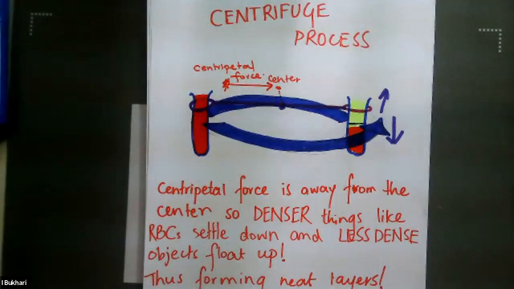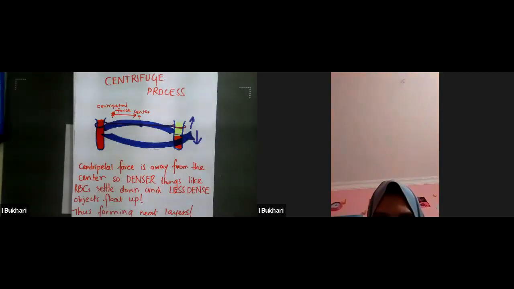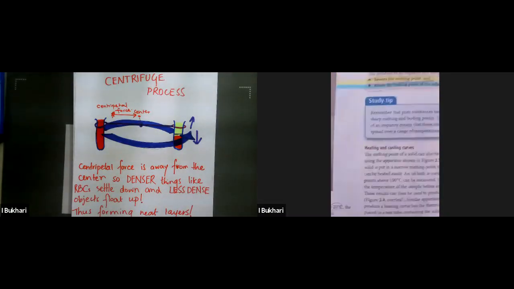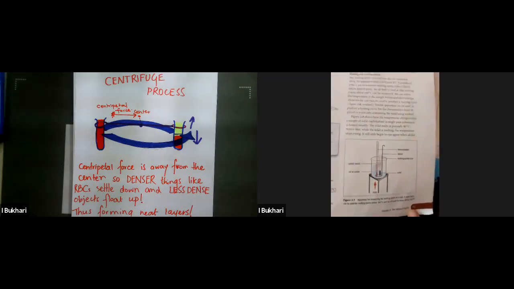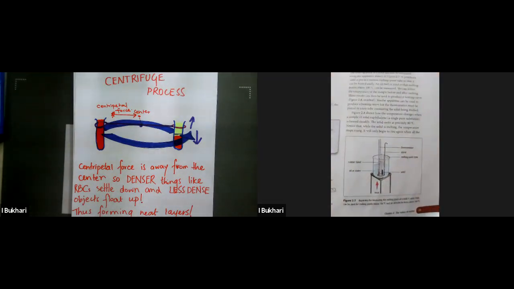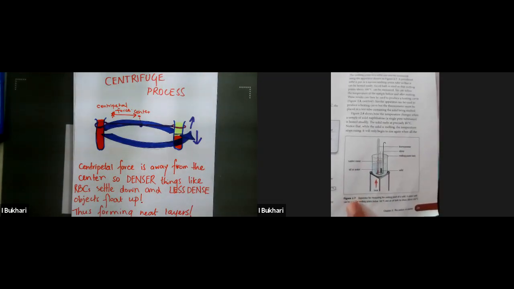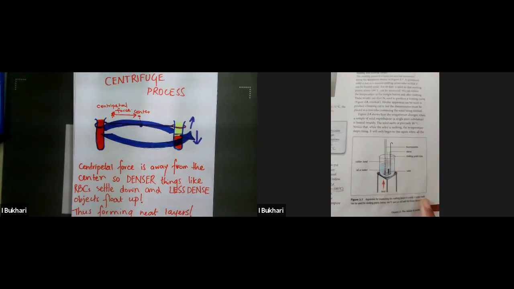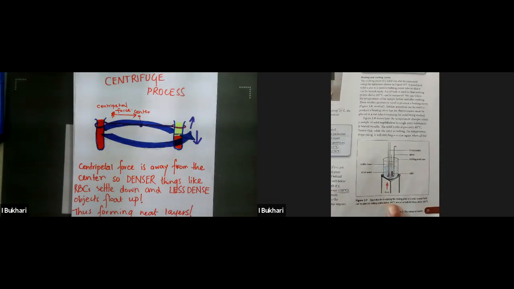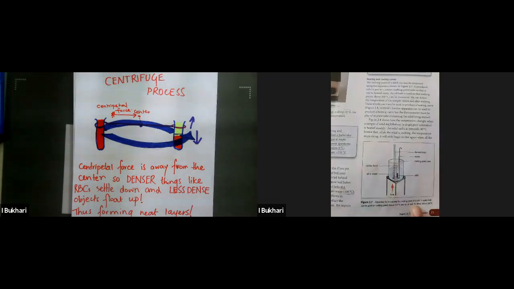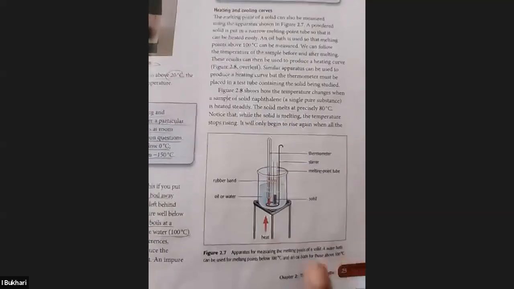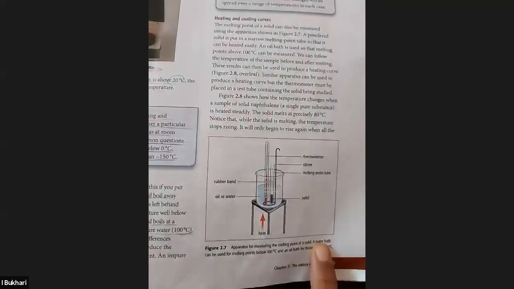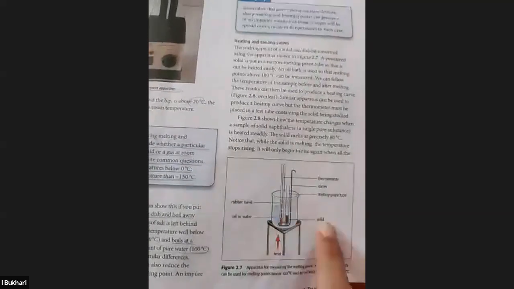But I have one question that I want to ask. On page number 25, I want you to pay attention to figure 2.7. The apparatus for measuring the melting point of a solid. A water bath can be used for melting points below 100 degrees Celsius and an oil bath for those above 100 degrees Celsius. So my question is, why are we using a water bath for measuring the melting point of this solid?